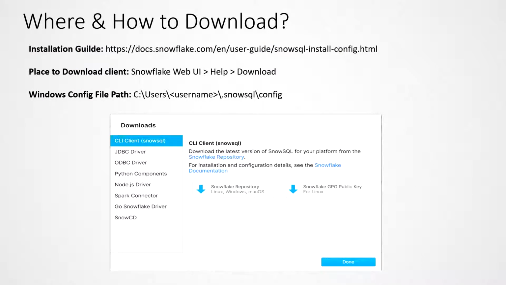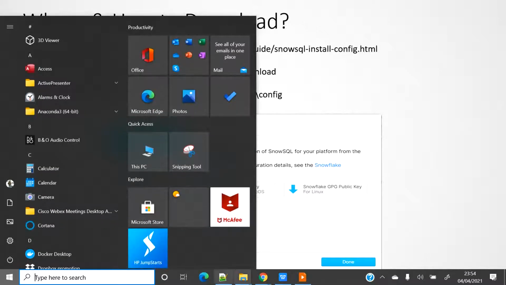The link is here. To download for Windows, you have to go into the Snowflake web UI and then under Help, under Download, a small window will pop up. Under CLI client software, you can see there is an option and you can choose which one you want to download. Today I will select Windows. So let's quickly go to the web UI.